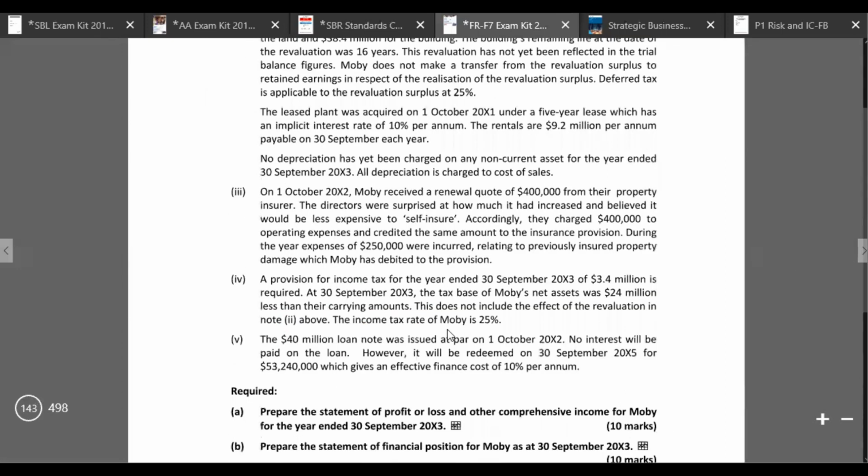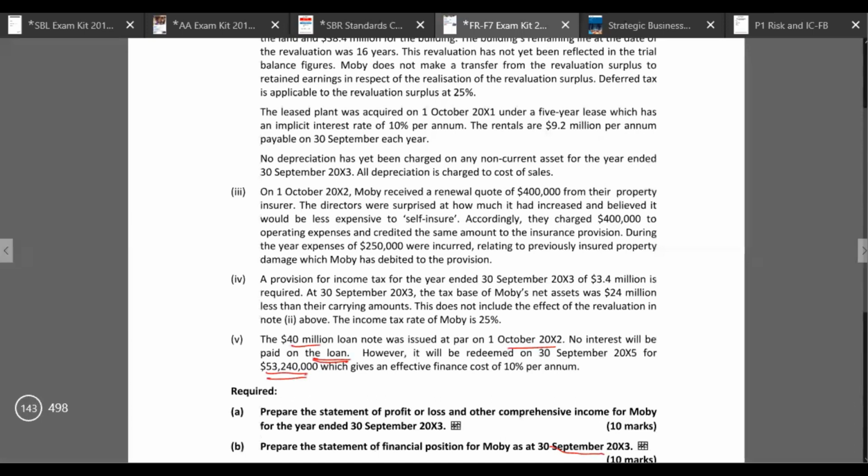The 40 million loan note was issued on 1st October 20x2. Now the year end is 30th September. That means it was issued at the start of the year. No interest will be paid on the loan. So that means there is no payment. However, it will be redeemed on 30th September for 53,240.